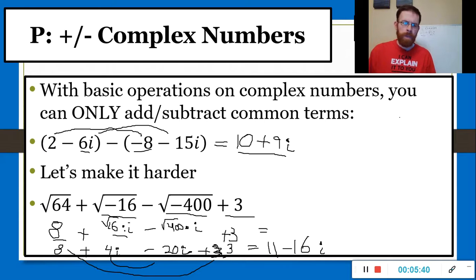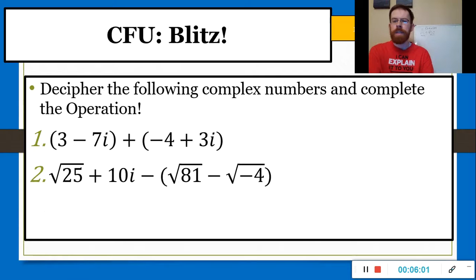So my answer for the square root of 64 plus the square root of a negative 16 minus the square root of a negative 400 plus 3 should be 11 minus 16i. Remember, that's still within a real part and an imaginary part, so it is a complex number. Now, time for a check for understanding.